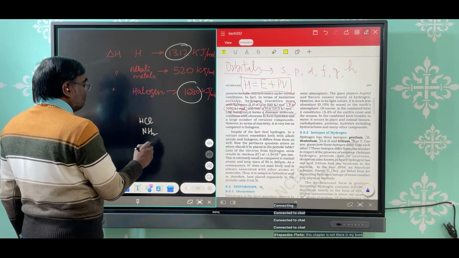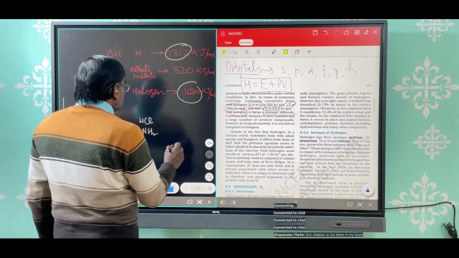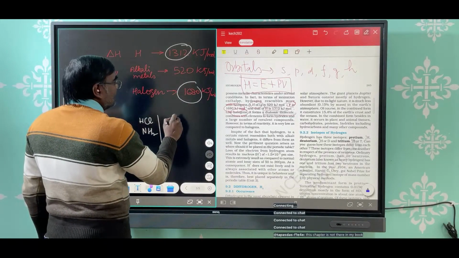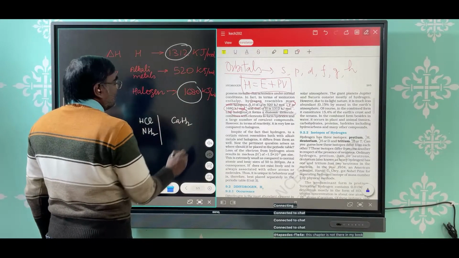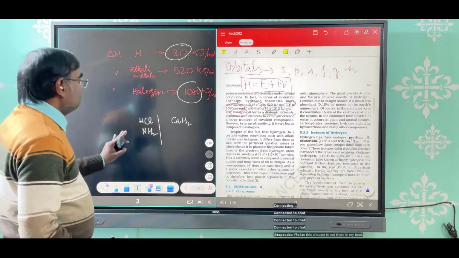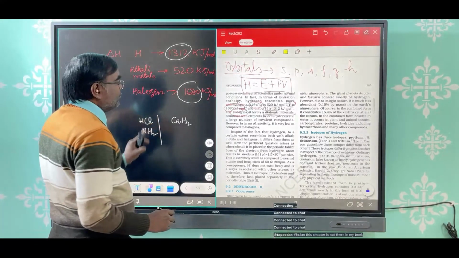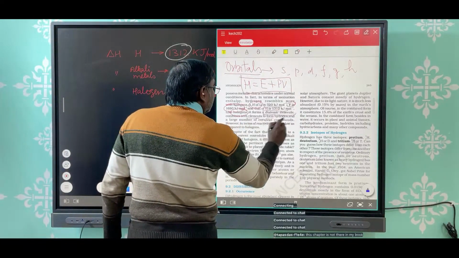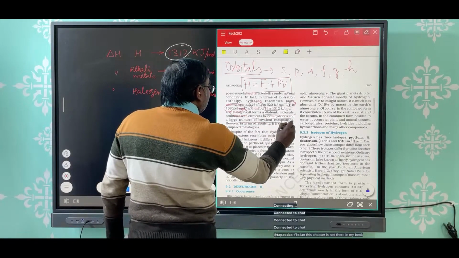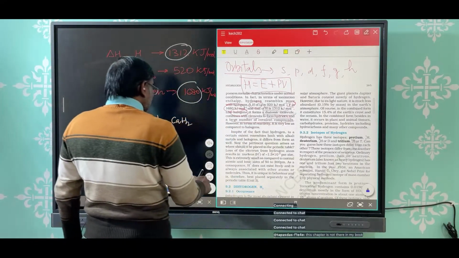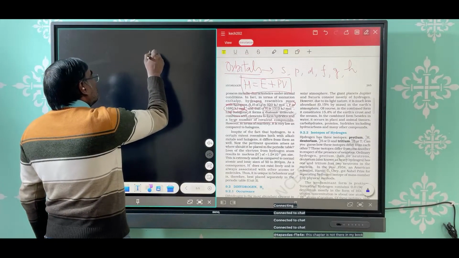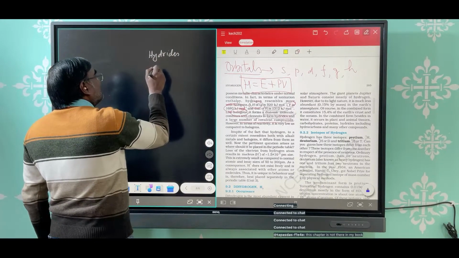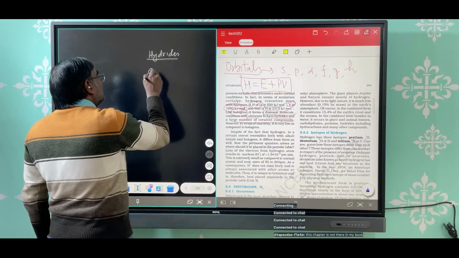NH2, right? And another example is CaH2, calcium hydride. This type of compound it forms. So it combines with elements to form the hydrides and a large number of covalent compounds. So it forms the hydrides as well as the covalent compounds, and that is the point of our study further, hydrides and covalent compounds.